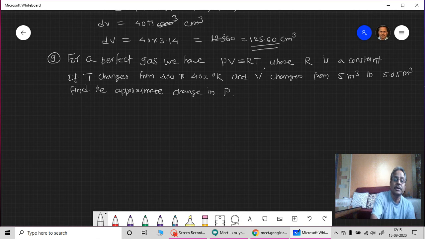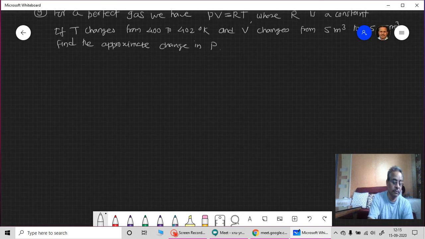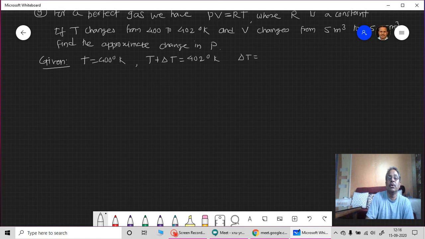So this is the statement of the example we have been given. Now let's go. PV is equal to RT, that is the relationship for this case. So first list the quantities given. What are the quantities given in the example? Temperature T is given to be 400 degree Kelvin, and we have also been given the new temperature T plus delta T is equal to 402 degree Kelvin. So that shows delta T is equal to just 2 degree Kelvin.